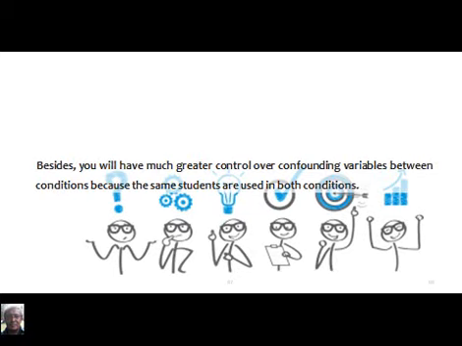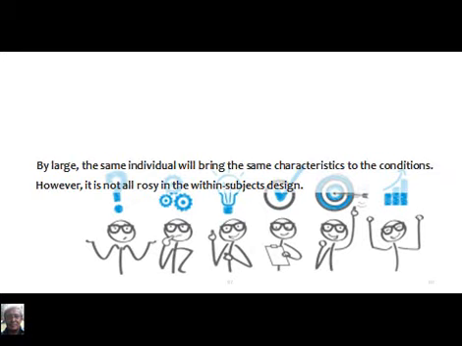Besides, you will have much greater control over confounding variables between conditions because the same students are used in both conditions. By and large, the same individual will bring the same characteristics to the conditions. However, it is not all rosy in the within subjects design.